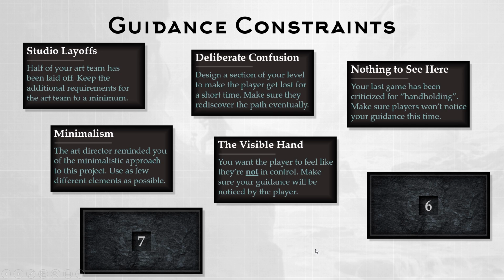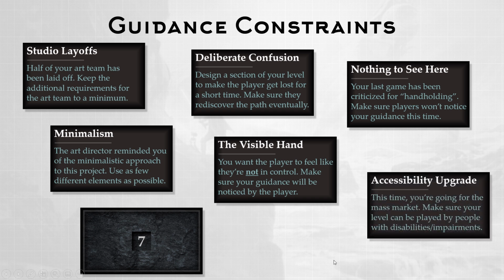Number 5, the visible hand. So this time around you want the player to feel like they're not in control. So make sure that your guidance will be noticed by the player. It could be that you're working on a game where the story is all about the player thinking that they're being controlled by somebody else, for example. And in this case, it could make sense to be very obvious with your guidance and make sure that the player notices that to make some kind of point for your story.